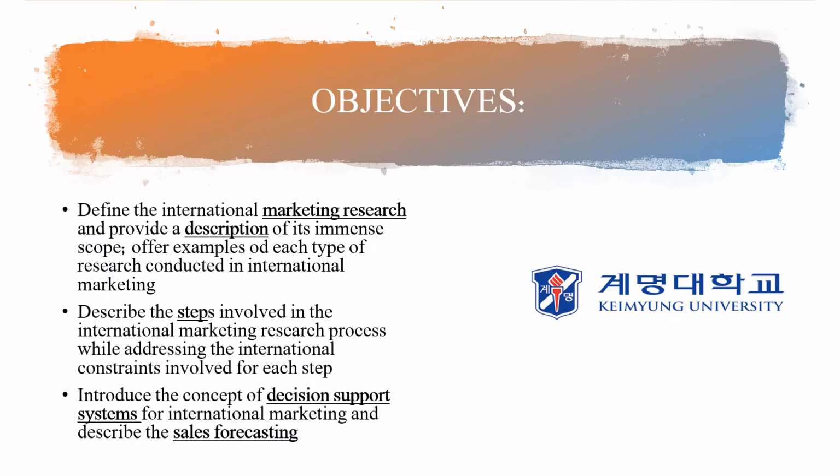We have three major objectives for today. Number one is defining the international marketing research and provide a description of its immense scope. Secondly, let us understand the steps involved in the international marketing research process while addressing the international constraints involved for each step. And the last one is introduce the concept of decision support system for international marketing and describe the sales forecasting.